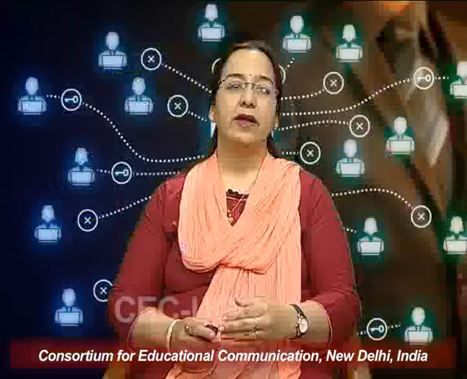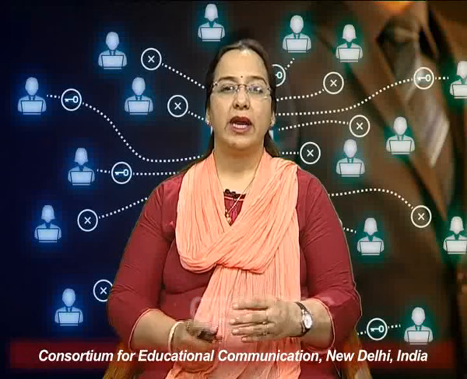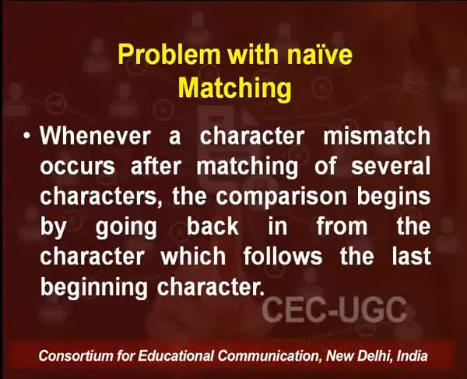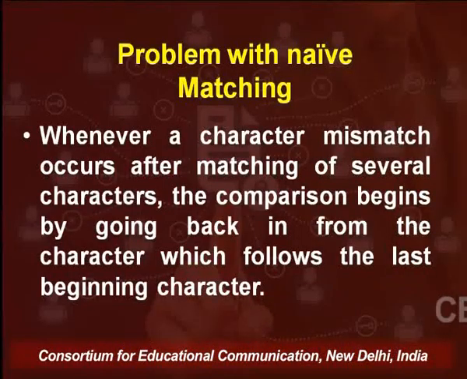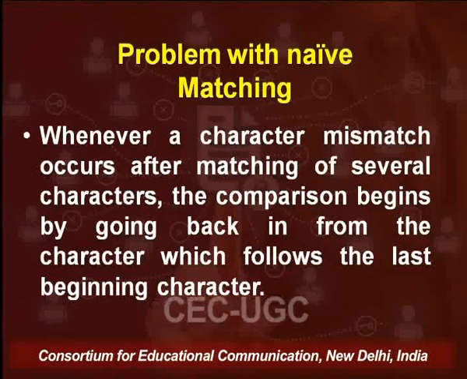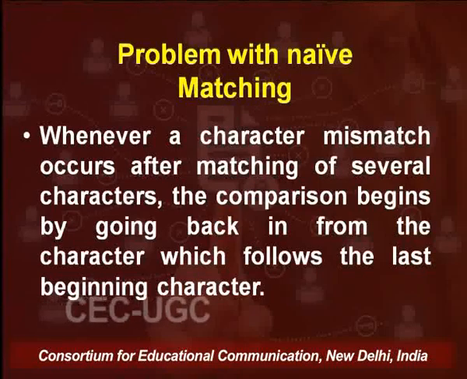When I say the information from a shift is not used again, what does this mean? Let us consider that a character mismatch occurs after matching several characters. We have seen so many examples of such type in our previous lectures. Even after matching several characters, one character mismatches. So what is my naive algorithm doing?